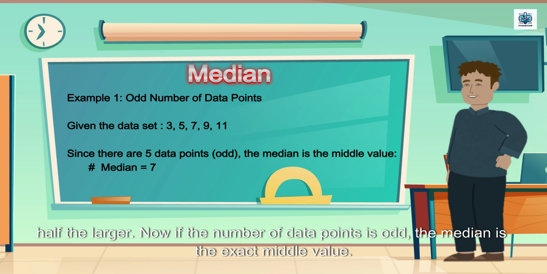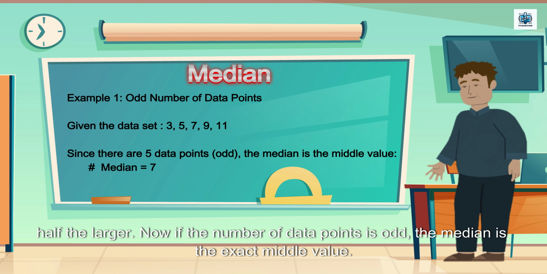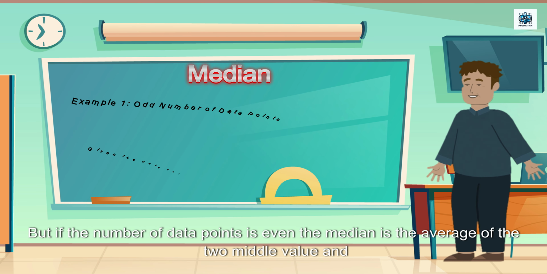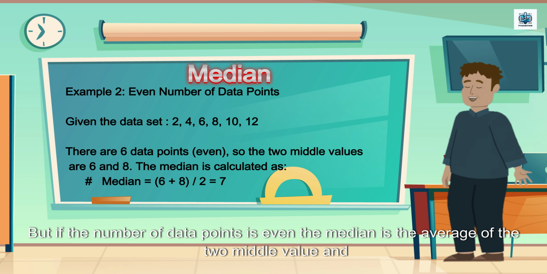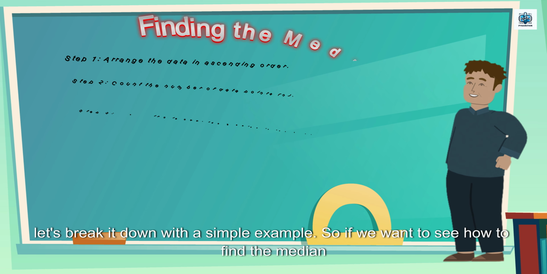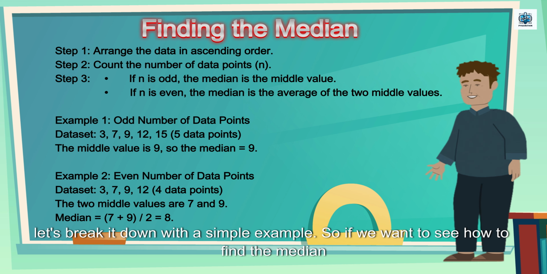Now, if the number of data points is odd, the median is the exact middle value. But if the number of data points is even, the median is the average of the two middle values. Let's break it down with a simple example.